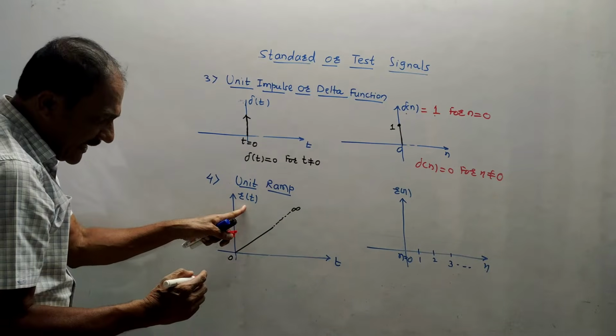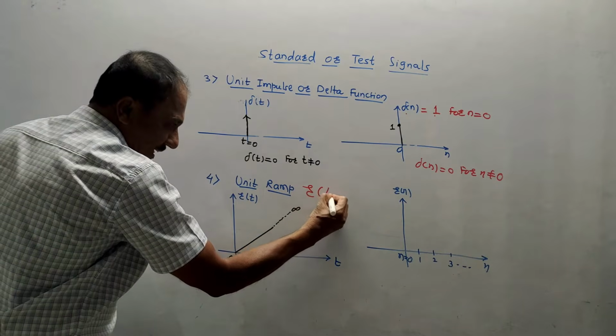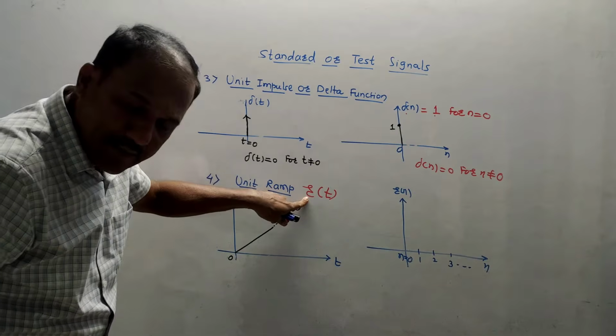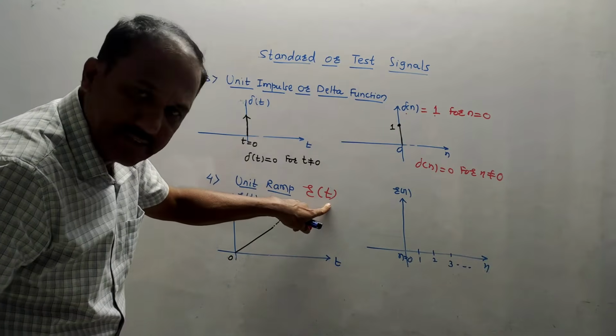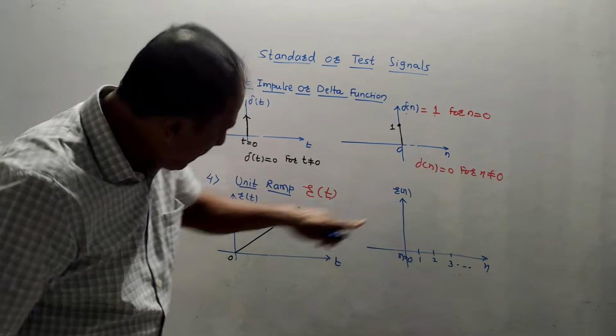This is the continuous diagram. A ramp signal is denoted by r of t. It is continuous, so r represents a ramp, and t is the time. If it is a discrete signal, it is represented by r of n.